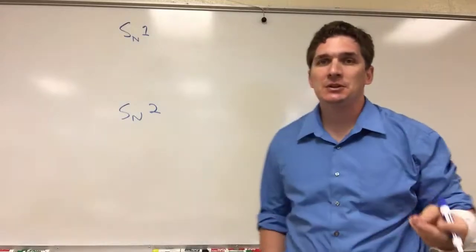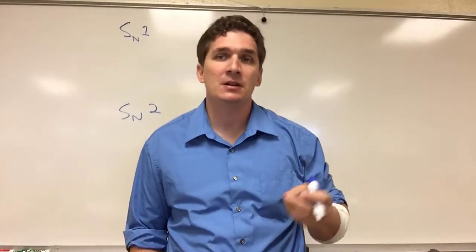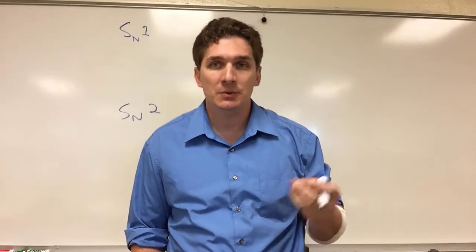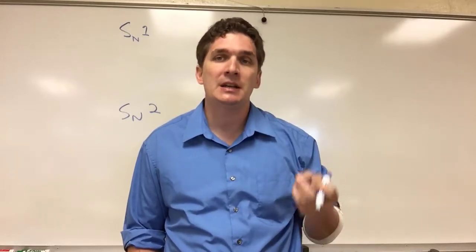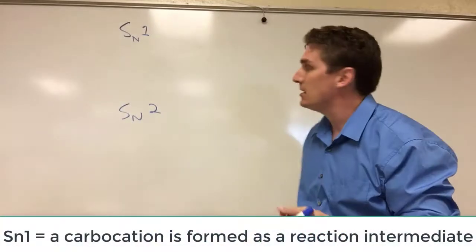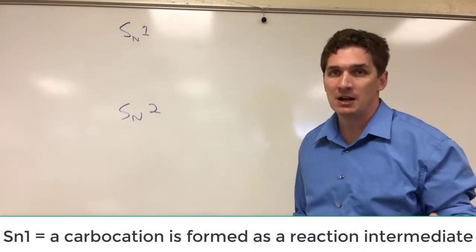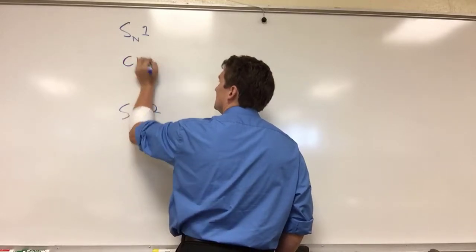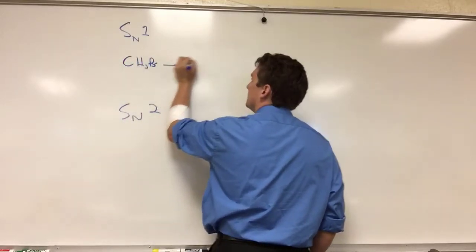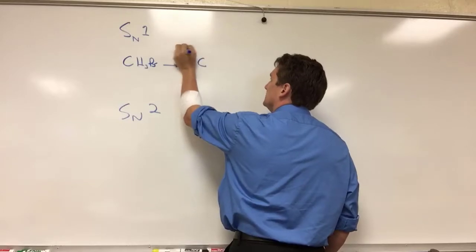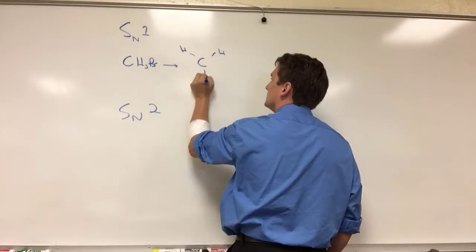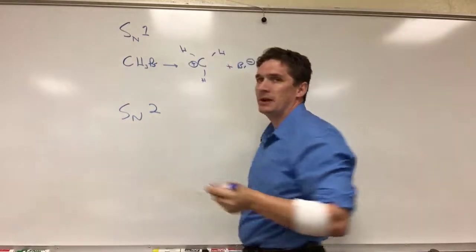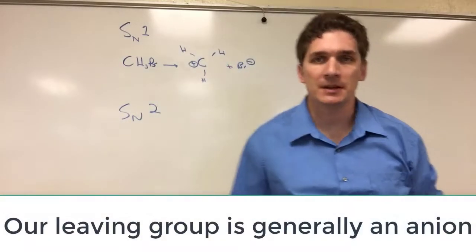Now the 1 and 2 here refer to the number of things that are involved in making the reaction intermediate. So with an Sn1 reaction, our intermediate is a carbocation. To make our compound, we're going to start with something like CH3Br, and we're going to make a carbocation, and our leaving group is going to go off into space.